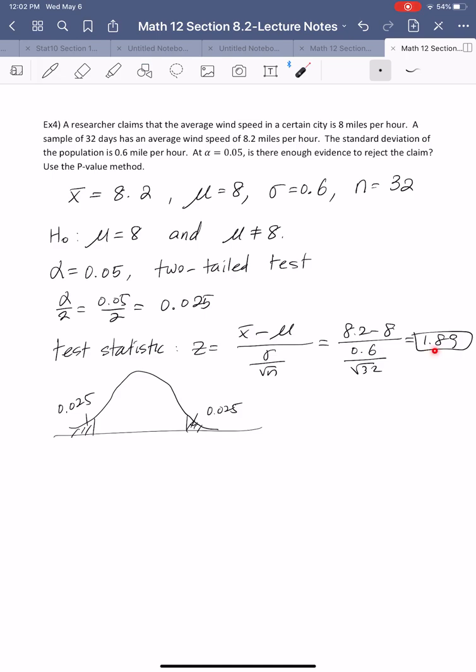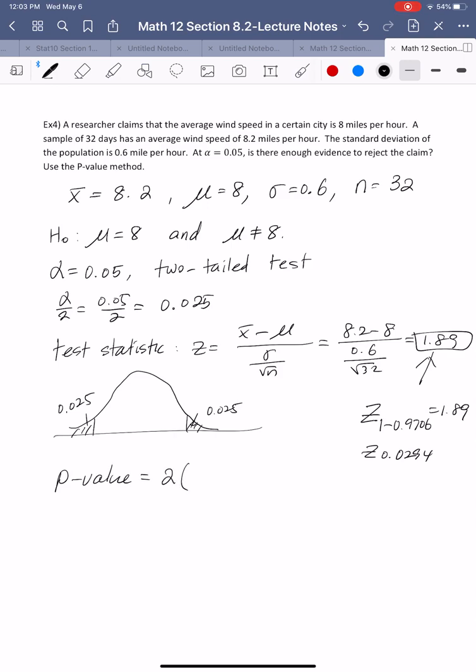So for this case, we have to say 1 minus 0.9706, which is for 1.89, and that is going to be 0.0294. So this is actually the area. In order to find the p-value, it is going to be 2 times the area we found, which is 0.0294, so 0.0588. Now compare with alpha. But alpha was 0.05. So is that statement true? I don't think so, right?